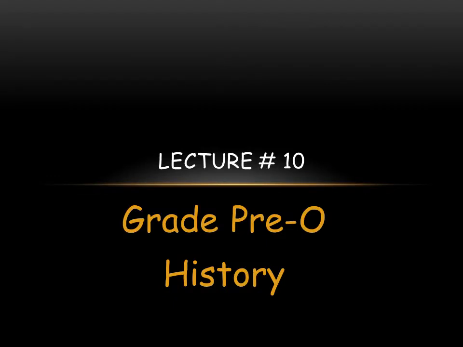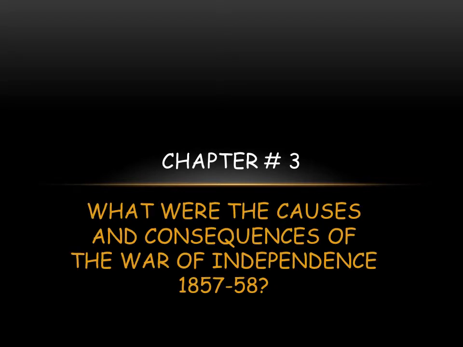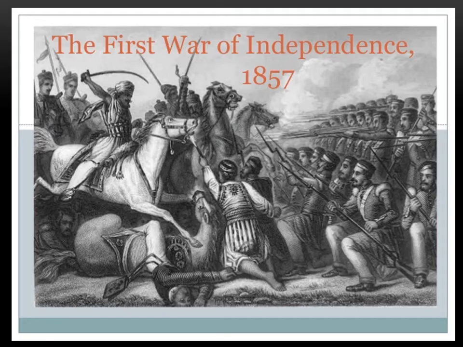This is my lecture number 10 for grade 10, and today we will have a history class. So we are going to start chapter number 3, which is: What were the causes and consequences of the War of Independence, 1857 to 1858? So page number 27, and the topic is the War of Independence, and here is the introduction.